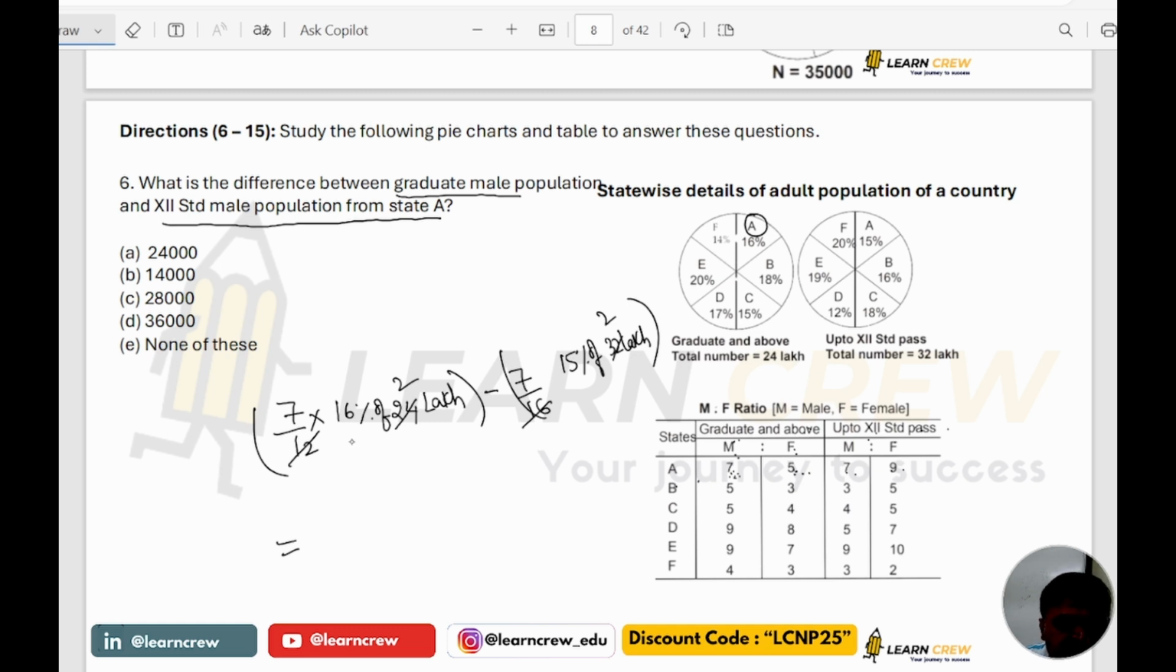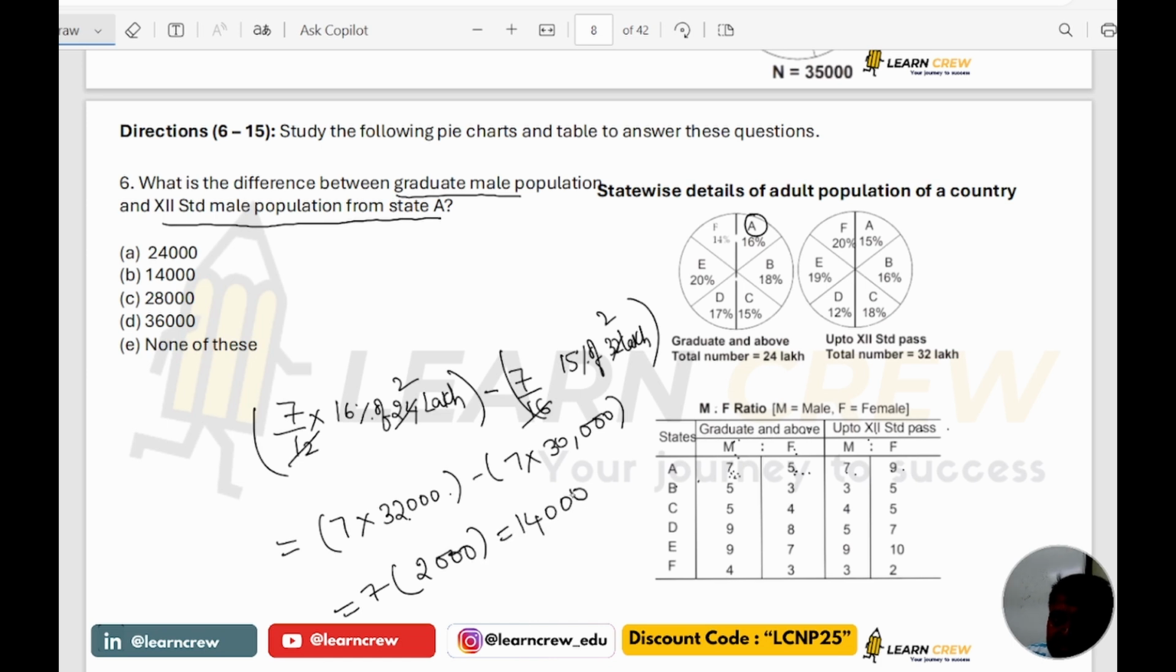32,000 into 7. What is the value you are going to get? It is 7 into 32,000 minus 7 into 15% of 2 lakhs. 15% of 2 lakhs means 30,000. So if I take 7 common, 32,000 minus 30,000 is 2,000. 7 into 2,000, the answer is 14,000. The answer is 14,000 here.